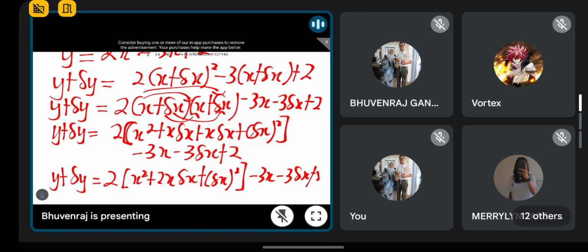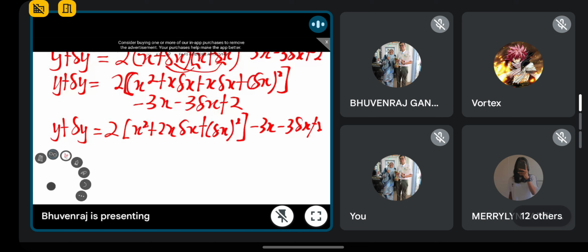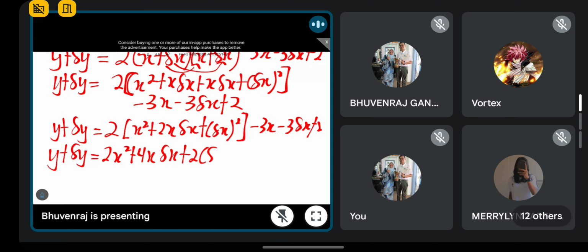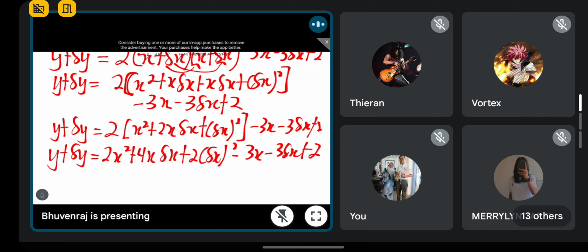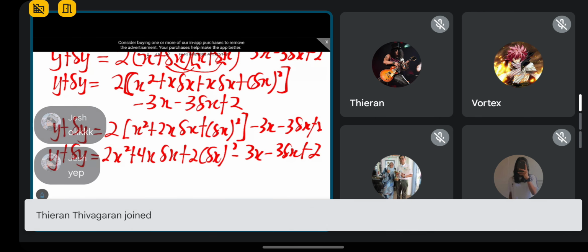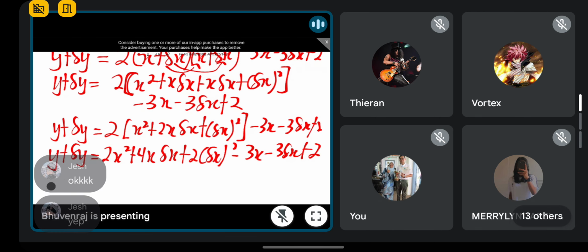Because you cannot solve anything over here. Okay, so after this, you times the 2 inside. So you'll get 2x square plus 4x delta x plus 2 delta x square minus 3x minus 3 delta x plus 2. Okay, guys, until here, can you understand what I'm doing right now? Although it looks confusing, I hope you all understand.